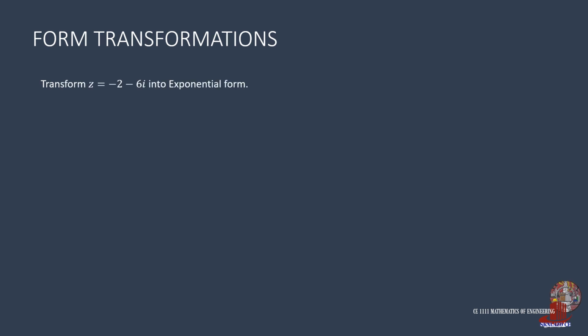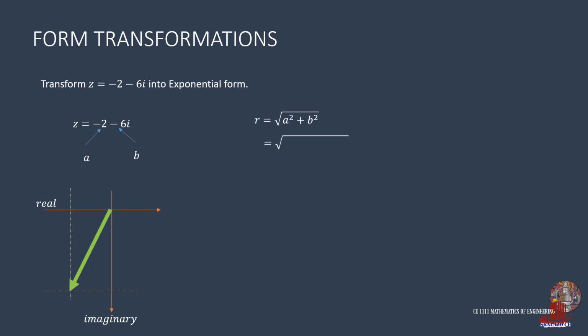How about taking the exponential form of negative 2 minus 6i? With the form, we see that negative 2 is a and negative 6 is b. Graph the complex number with -2 on the x-axis and -6 on the y-axis, so the vector is in the third quadrant. Now solve for r using the Pythagorean theorem. That is the root of -2 squared plus -6 squared to get root of 40.